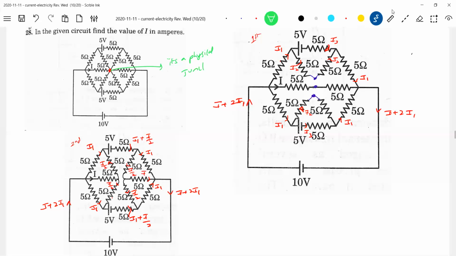It's a physical junction only. This is a wrong thing. This is correct. No. What was our question? Our question is to find out the current I. I need not bother about anything else here, no? So what is I? 10 by 10, 1 ampere. Right, KVL. Go around like this: plus 10, minus 5I, minus 5I.